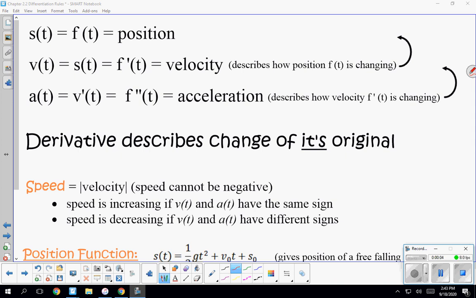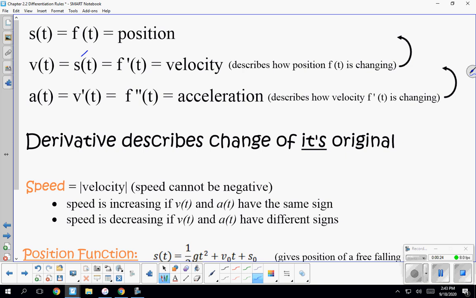So in this video, we're just going to continue talking about rules of differentiation. And we have a lot of information here about what a derivative really is. So the original function we call our position function. Usually it describes maybe our height or where we're located on the graph.